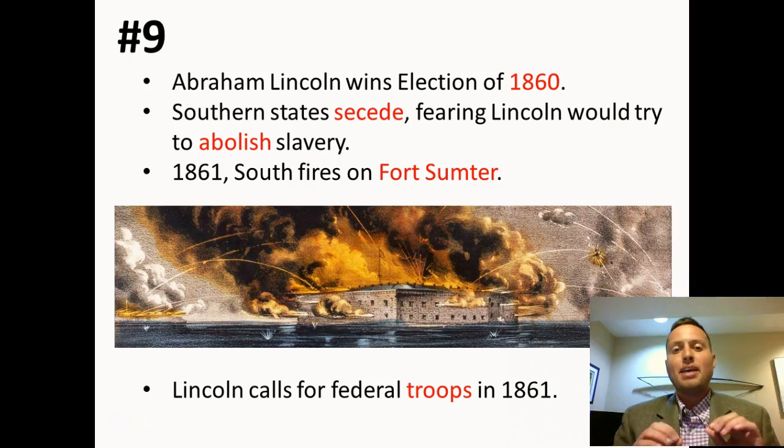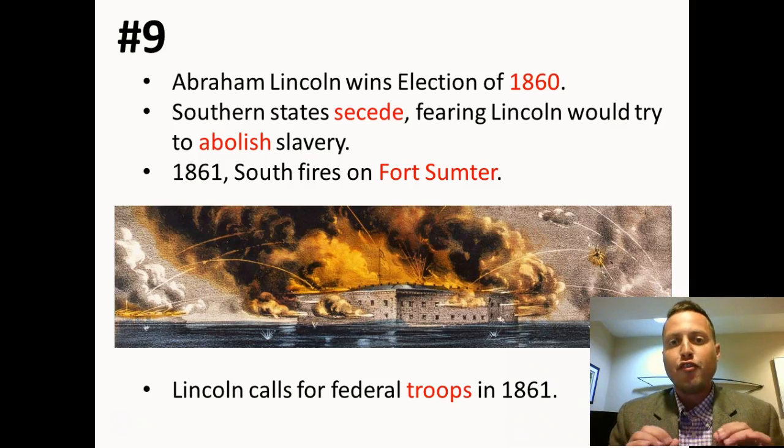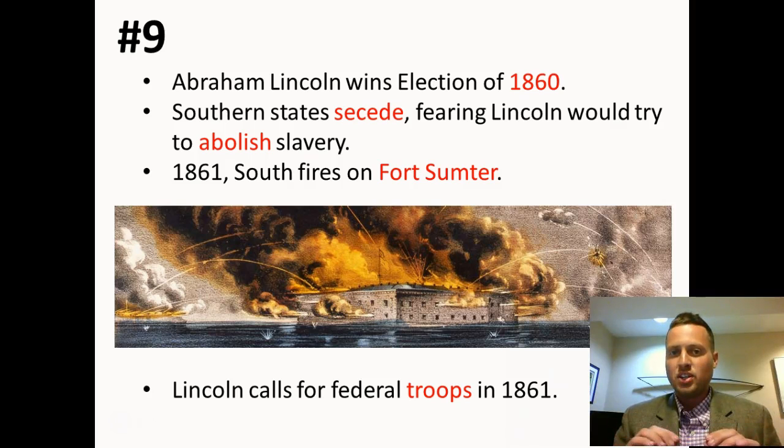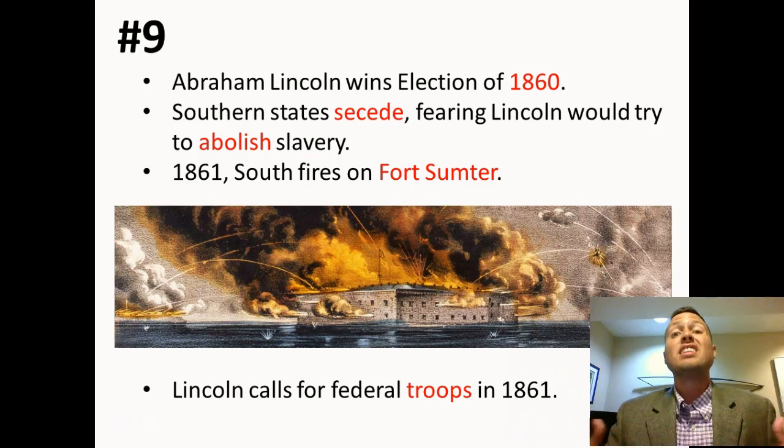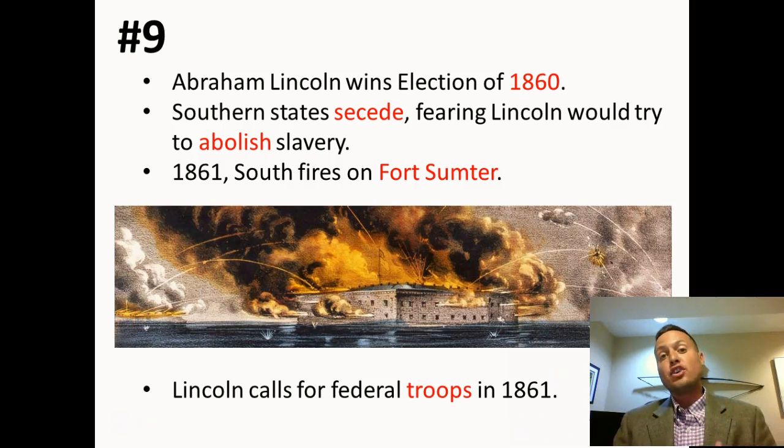Now, Abraham Lincoln wants to keep control of a fort that's just outside on the ocean in South Carolina off of Charleston. It's called Fort Sumter. The South says, we've left the Union. It's our property. Get the heck out of there. The United States military does not get the heck out of there. So in 1861, the South fires on Fort Sumter. The first shots of the Civil War have gone off, and now this thing is on like Donkey Kong. They get control of Fort Sumter.